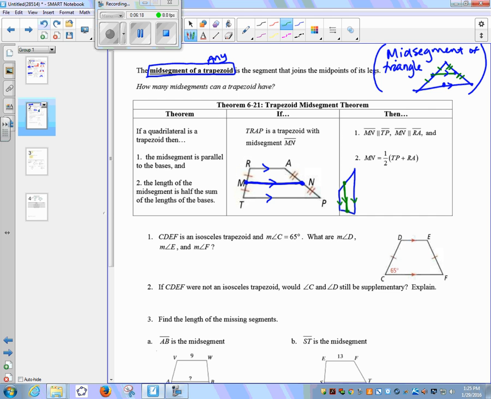Okay, once you do that, yes, it's parallel to the two bases, but it also is half the length of the sum of the two bases this time. In a triangle, it was half the length of just the one base.